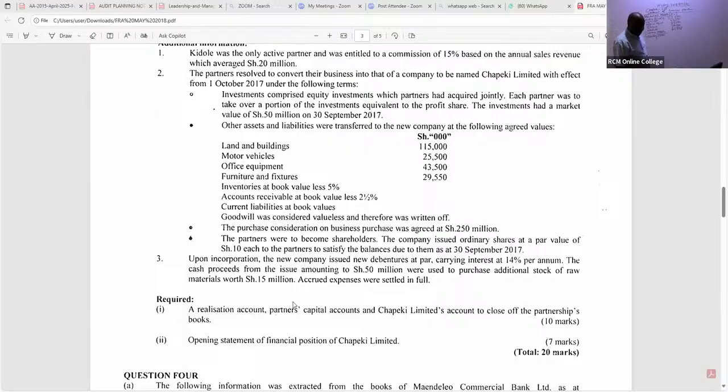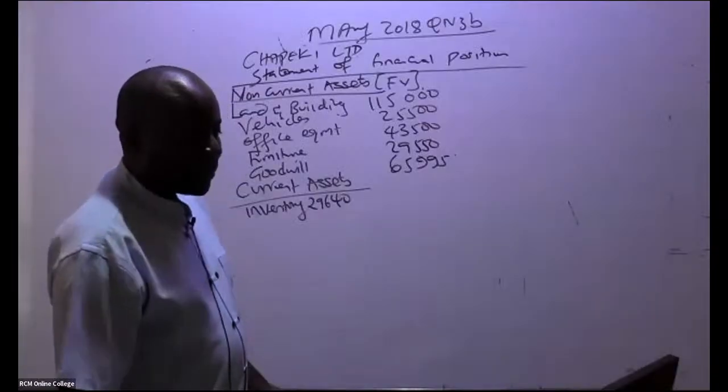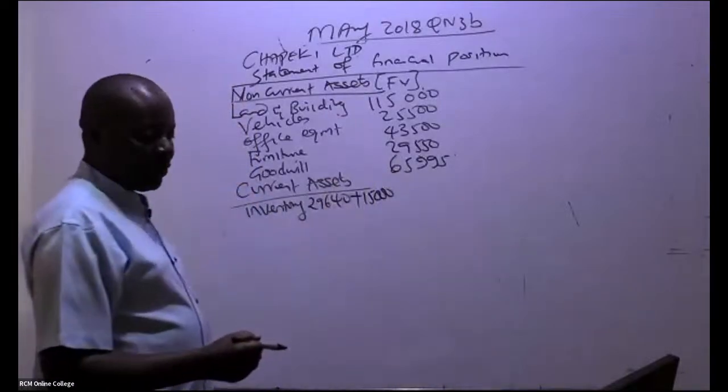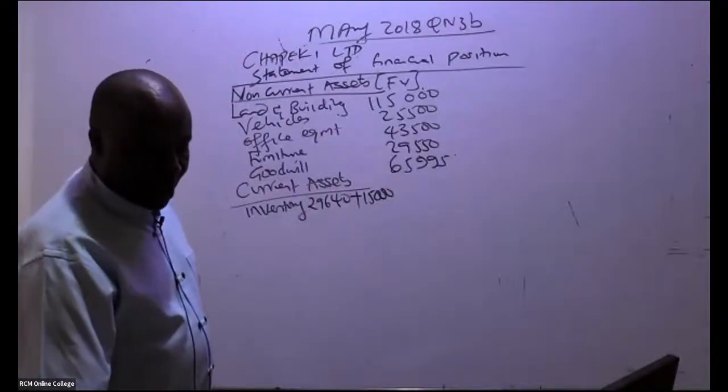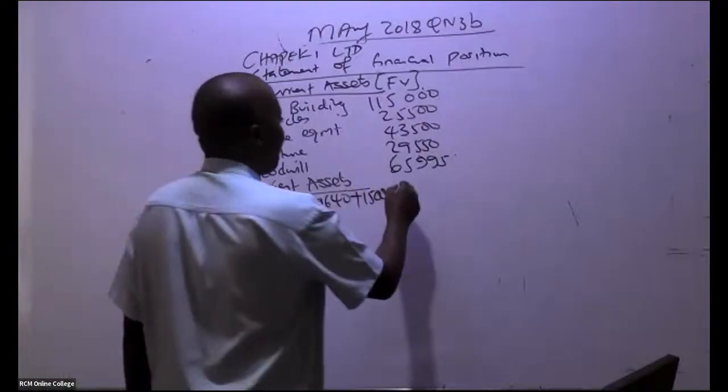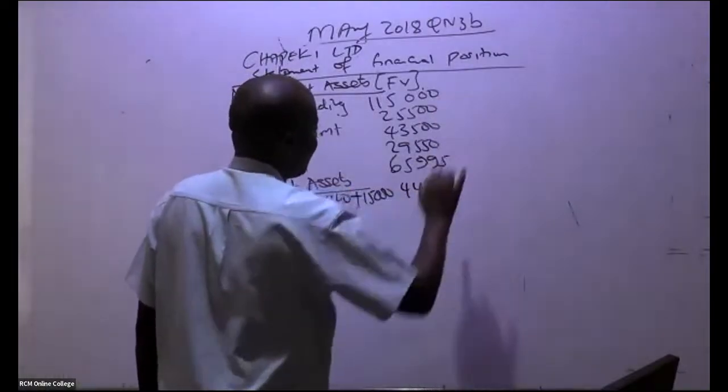The cash proceeds from the issue, amounting to 50 million, were used to purchase additional stock of raw materials worth 15. As we are working with fair value, plus 15,000. Remember, we're cutting the 3 zeros. So this gives us what figure as inventory? 44,640. Thank you very much.